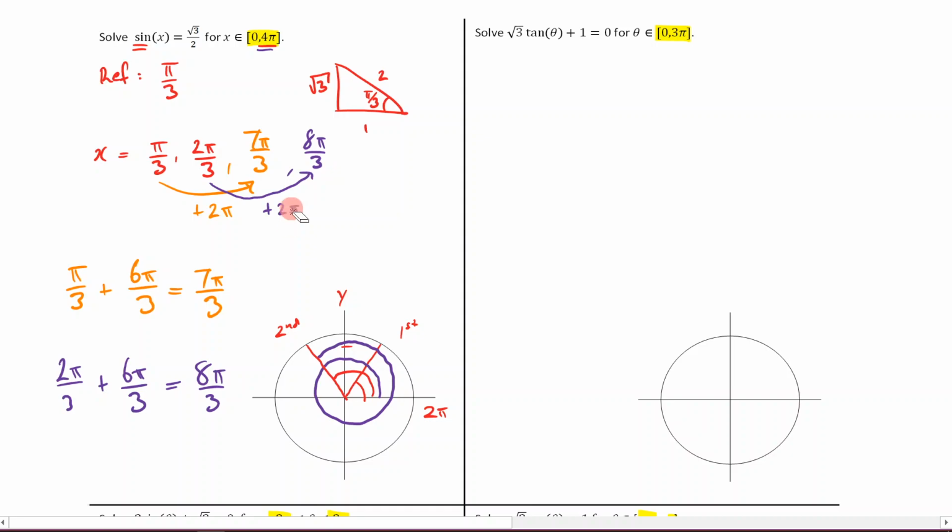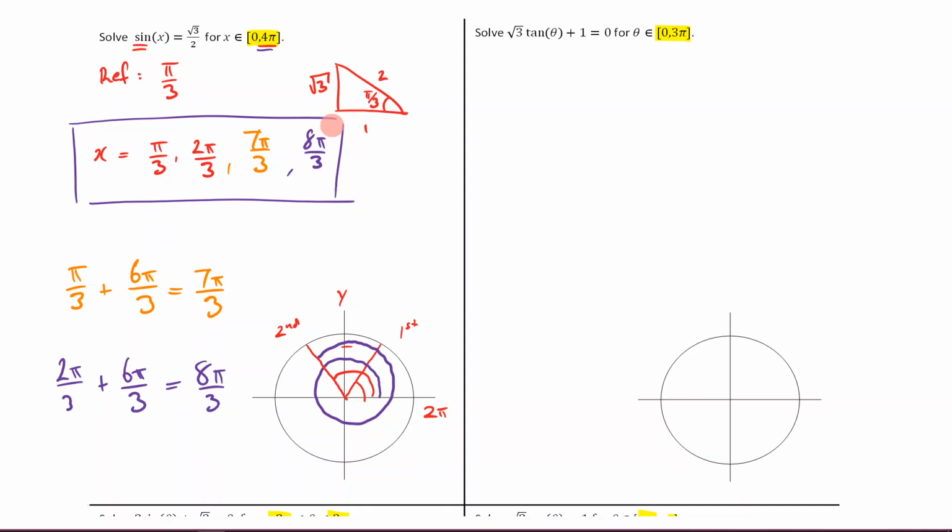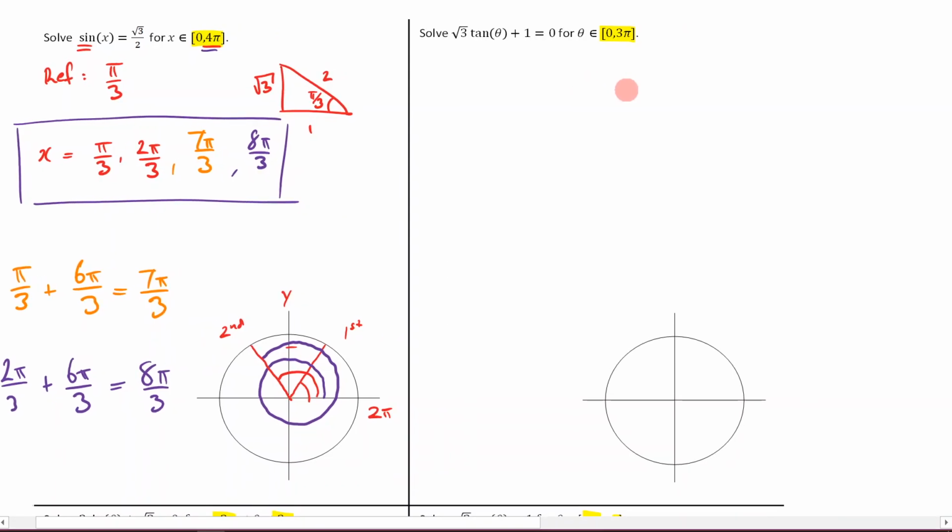You obviously don't need to put in these arrows, they're just to help us. Those are going to be our answers, just like that. So that's how you approach a question like this. Always be looking at the domain to determine how many solutions you're going to have. Let's go into our next one now.